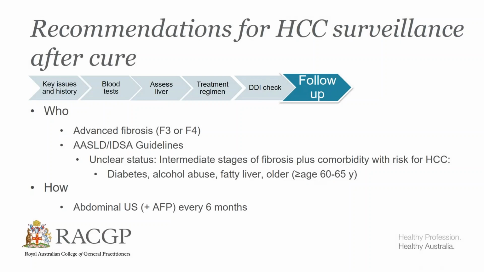Okay. There it is. So recommendations for HCC surveillance after cure. We didn't make these up. International guidelines suggest that patients with advanced fibrosis, so F3 or F4 fibrosis, as per the American and infectious diseases guidelines, need to have 6 monthly ultrasounds and serum AFP. With those that have unclear cirrhotic status, with comorbidities like diabetes, alcohol abuse, and fatty liver, and in patients of older age, you can think about enrolling them in the surveillance program as well. Right, yes. Okay, fair enough.